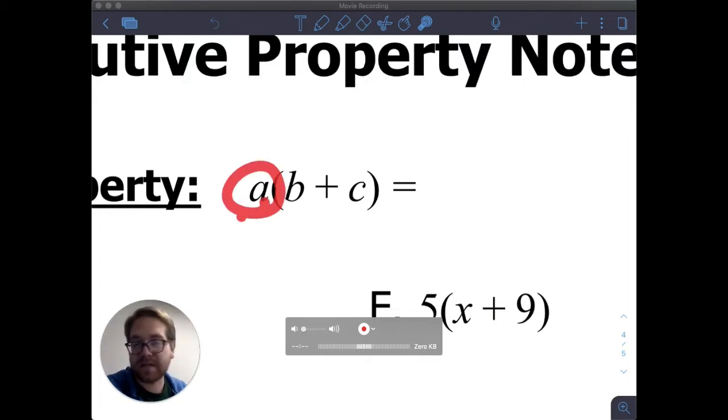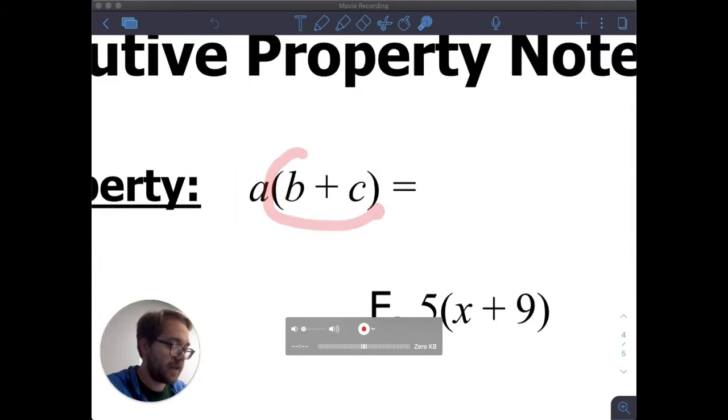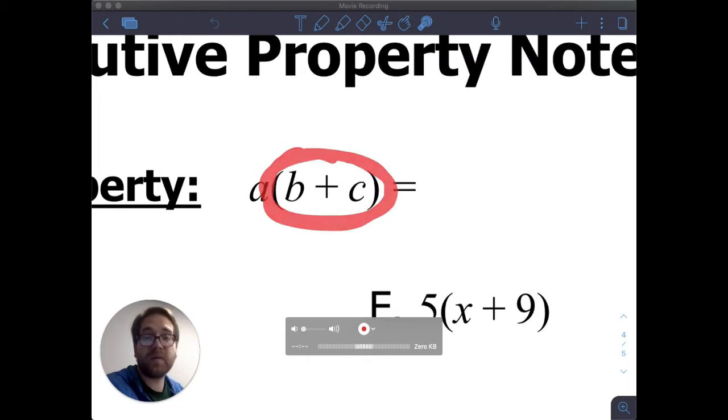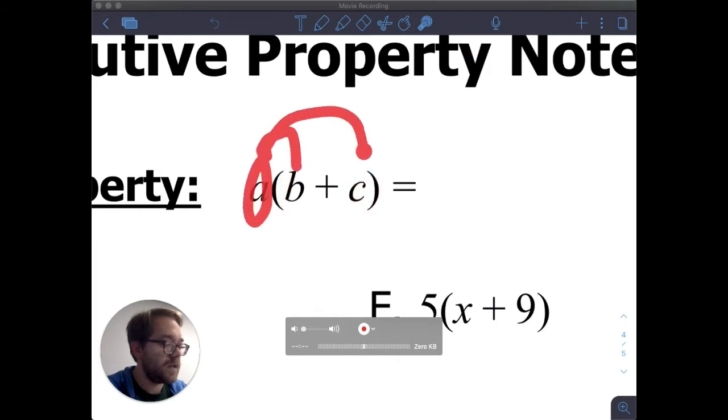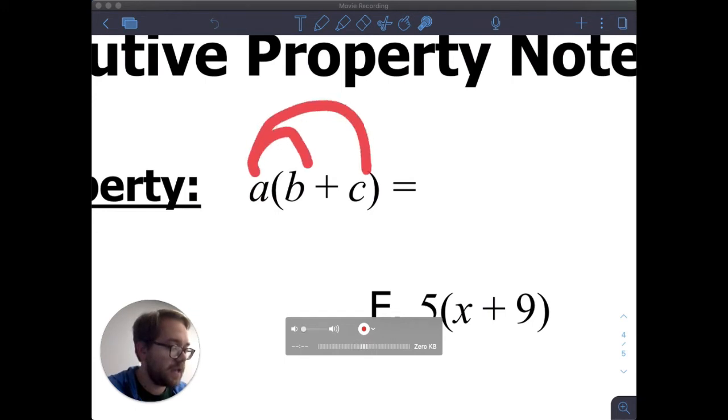A is on the outside of the parentheses, okay? And that means it's being multiplied with everything inside, both B and C. B and C are being added together, but what you'll most likely find is that you can't add B and C together because they're not like terms. That's why they're separate. But since A is out here, and remember parentheses means multiplication, this means we're multiplying A with B and with C. So we're going to take A times B and A times C.